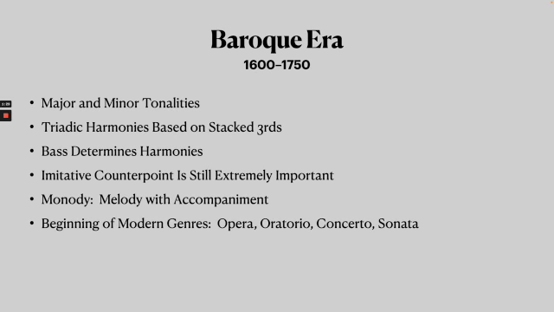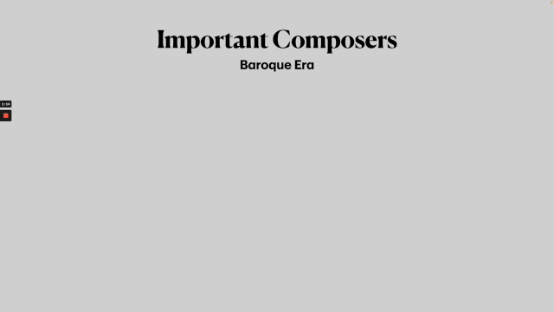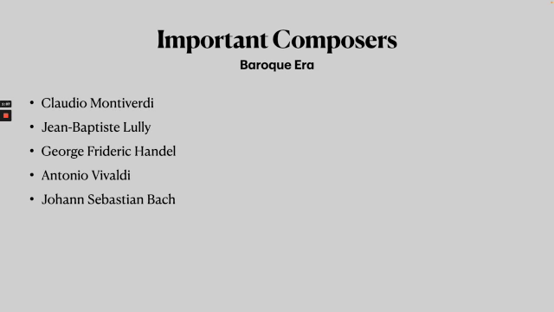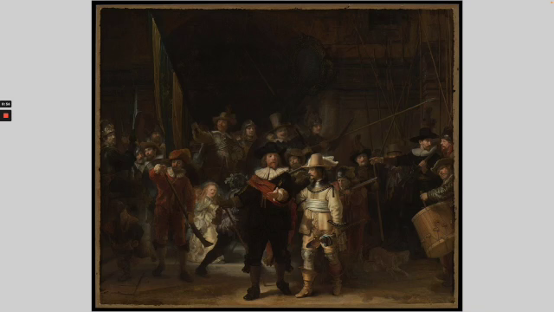Opera was invented during this time as an attempt to recreate Greek tragedies. We see the beginnings of several other important genres such as oratorio, sonata, and concerto. Several important composers of the Baroque era included Claudio Monteverdi, Jean-Baptiste Lully, George Frederick Handel, Antonio Vivaldi, and Johann Sebastian Bach. For the Baroque era, I've selected Rembrandt's The Night Watch.